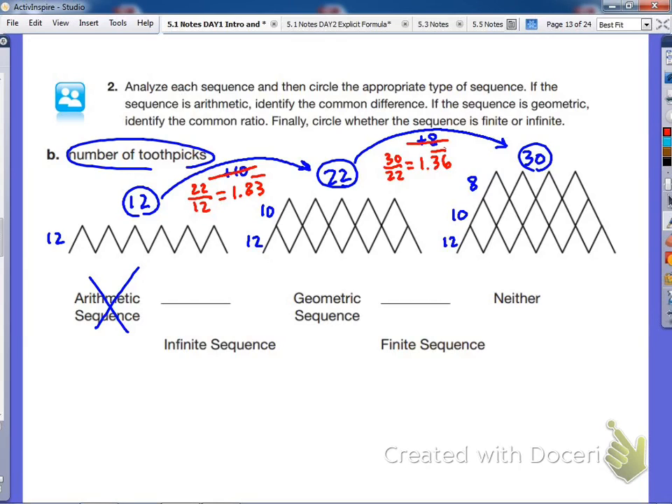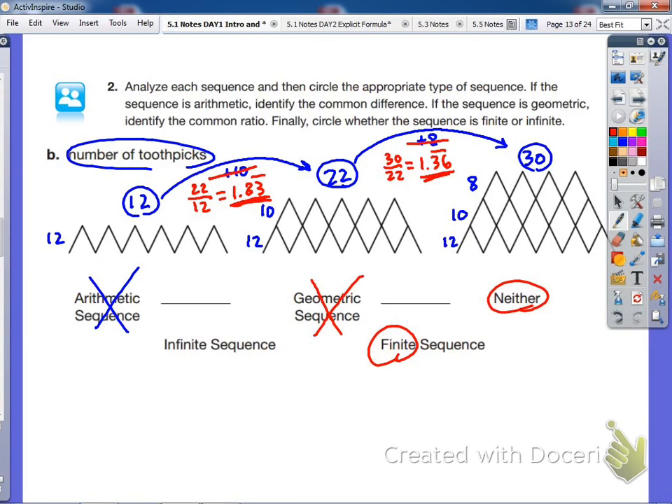Okay, now hang on a second. Look at this. You have 1.83 and you have 1.36 as being multipliers to get to the next term. Is this a geometric sequence? No. Absolutely not. You guys are doing great. So it's not arithmetic, it's not geometric. That makes it neither. And therefore, we're done with this problem other than, is this an infinite or finite sequence? It's finite. Okay? Let's keep going.